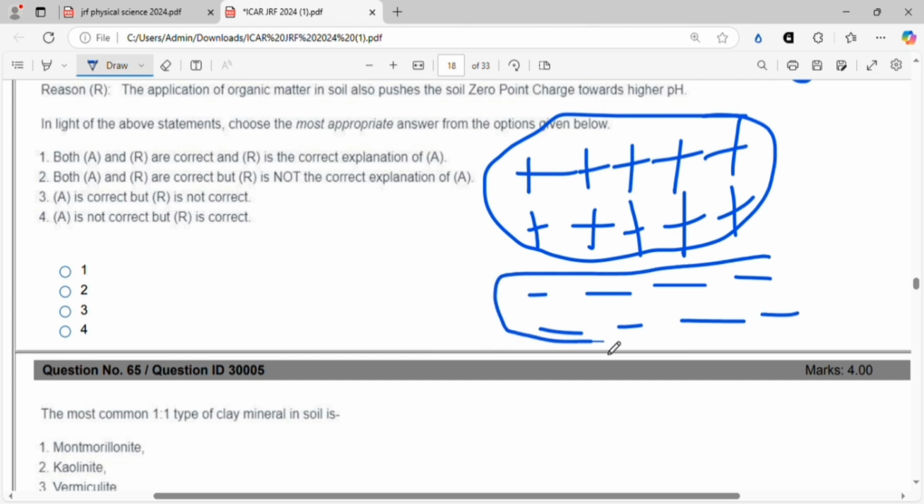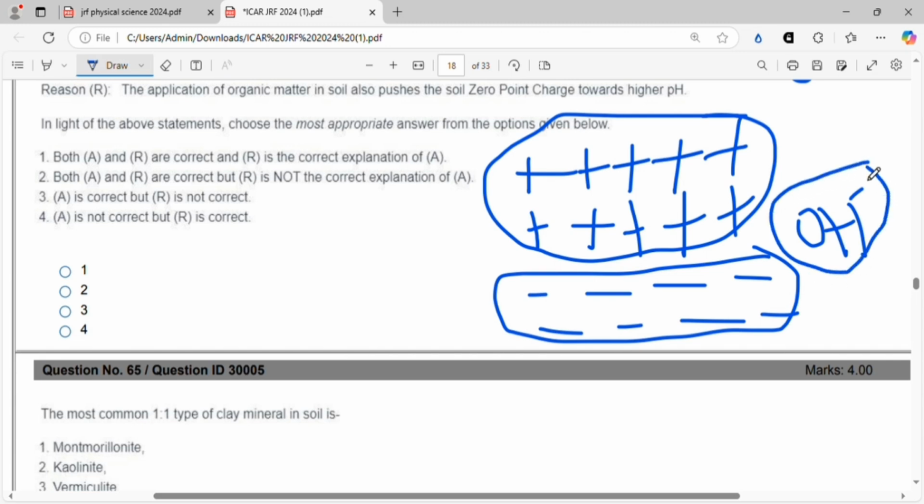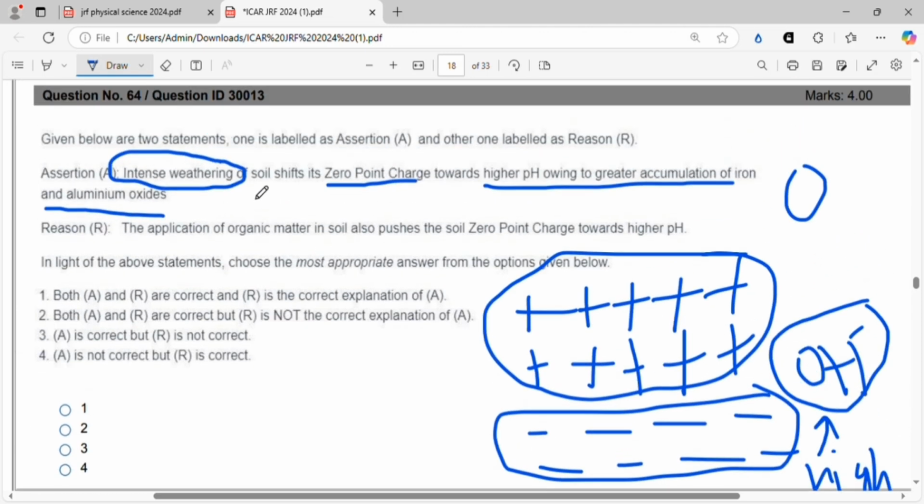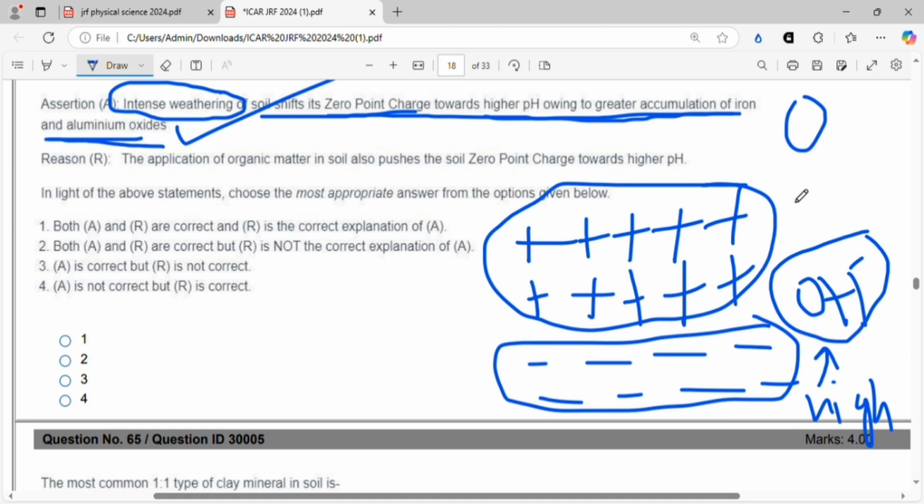And more negative charge can be supplied by what? OH minus. More negative charge can be supplied by OH minus, and OH minus is available at high pH. So the statement is saying that intense weathering of soil shifts its ZPC towards higher pH owing to greater accumulation of iron and aluminium oxides. This is correct. OH minus ions are required for neutralizing the positive charge that has developed due to iron and aluminium oxides, and also due to leaching of the bases, making the pH acidic, right? So it shifts towards higher pH. That is true, because OH minus ion is available only at higher pH. So this statement is correct.